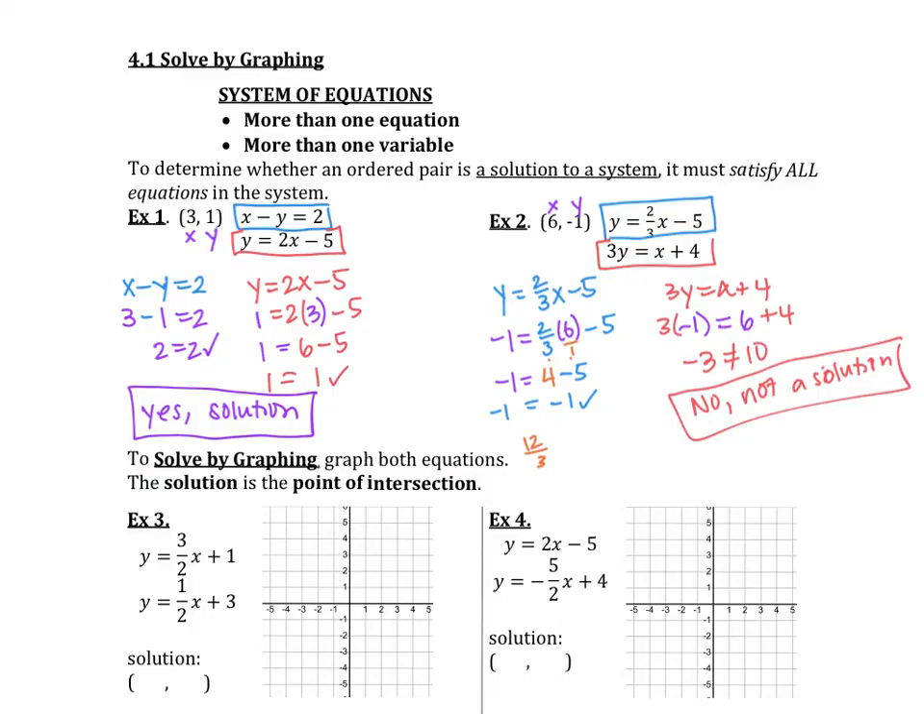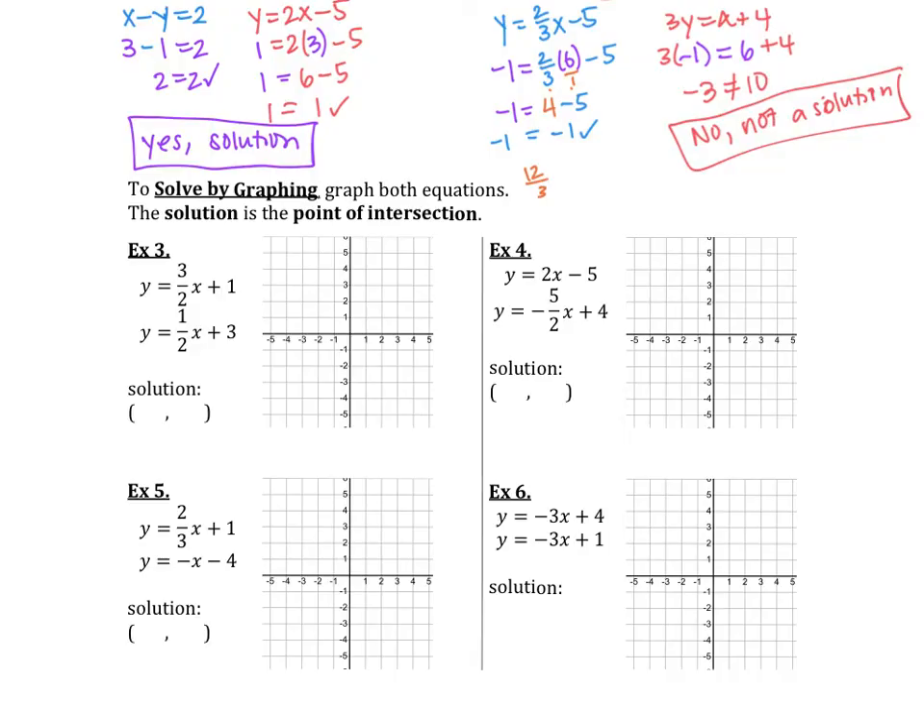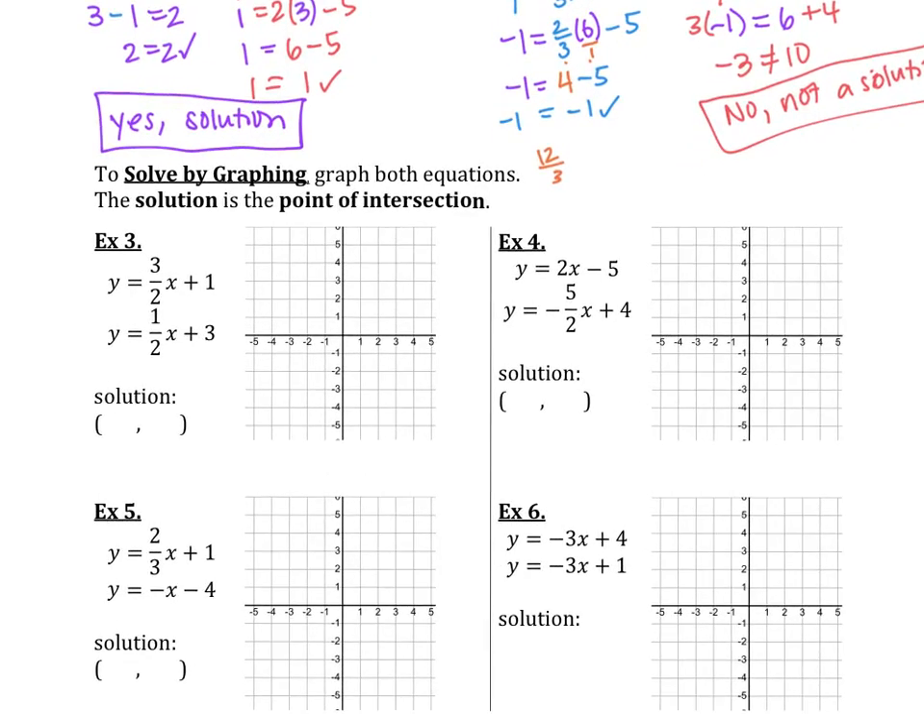So the first method we're going to solve systems using is by graphing. We just practiced this on Pear Deck, but we didn't practice the graphing. It's been a while since we graphed. So when you solve by graphing, you graph both lines and then you find the point of intersection. The point of intersection is the solution because it's the point that satisfies both equations.